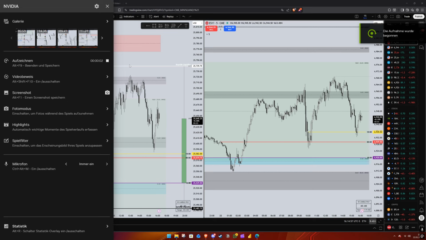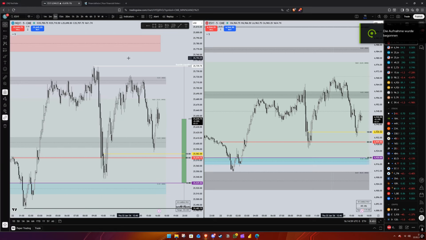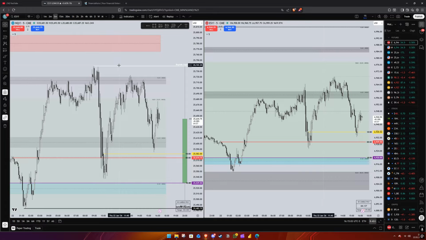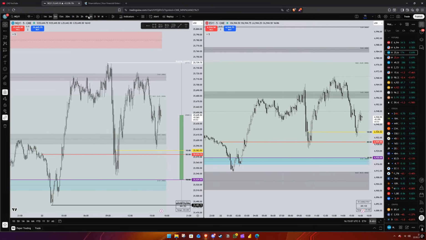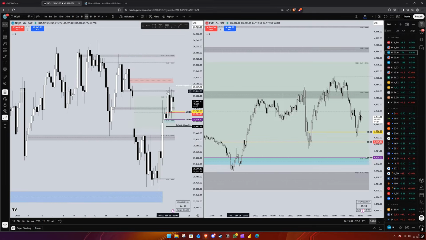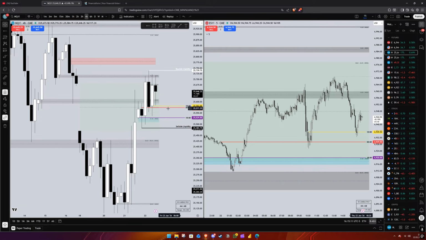All right, so hello. This is going to be a quick market recap of today's price action. It will be shorter than the last one because there wasn't really much happening today. So let's start on the 4-hour time frame.